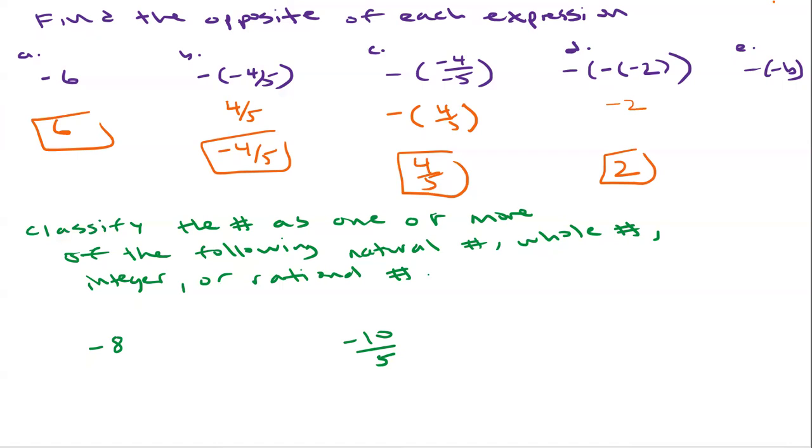Okay. And then the last one, negative, negative, that's going to give us a positive b, and we just want the opposite of that, so that'll be a negative b.